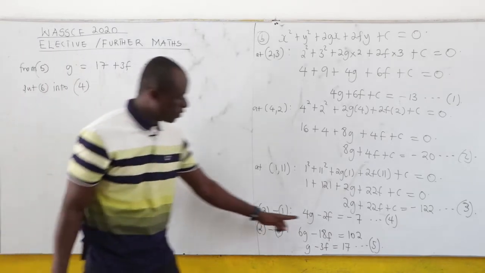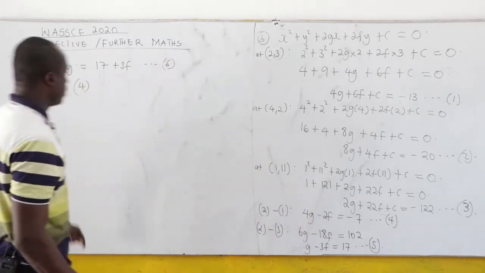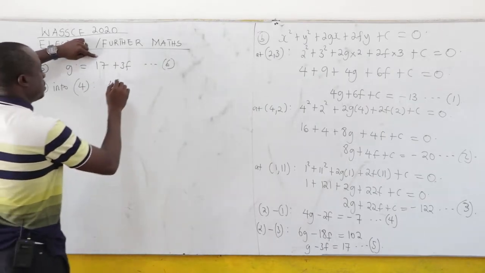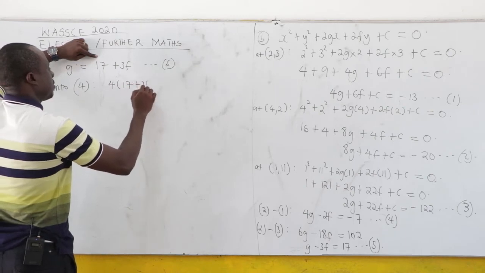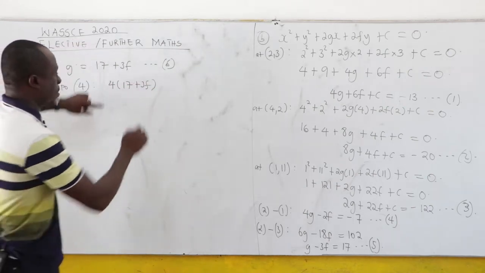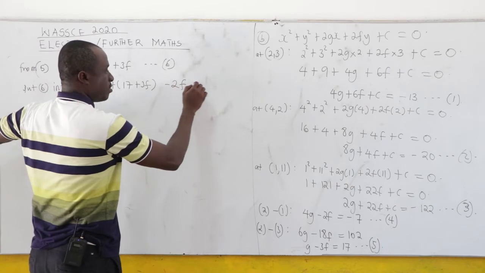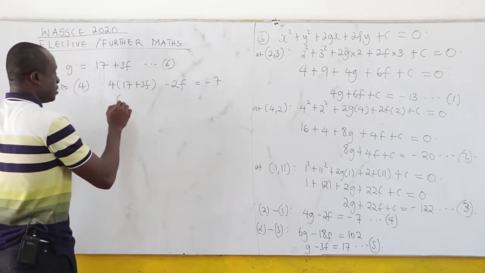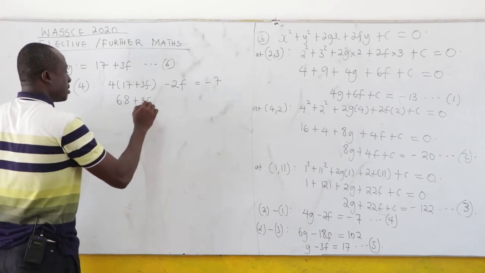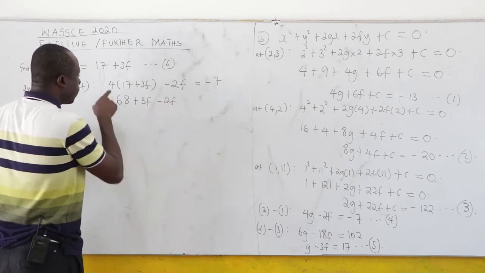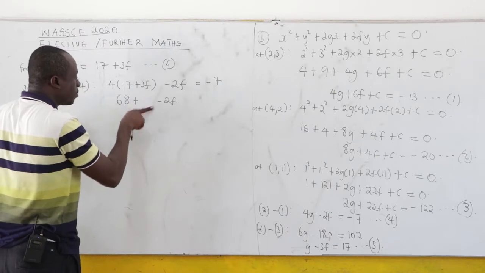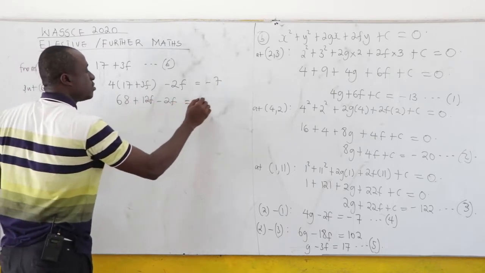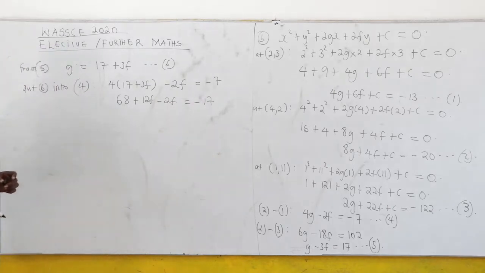Now what is the equation 4? 4j minus 2f equal to negative 7. So that is 4j. What is our j? 17 plus 3f, minus 2f equal to negative 7. Now, what is 4 times 17? That is just 68. Plus 3f minus 2f. No, 4 times 3, that's 12. So 12f minus 2f equal to negative 7.